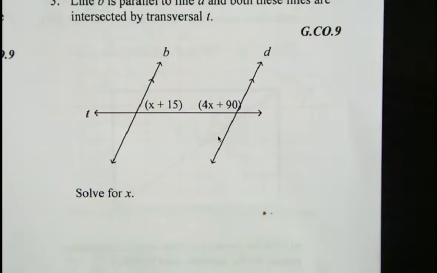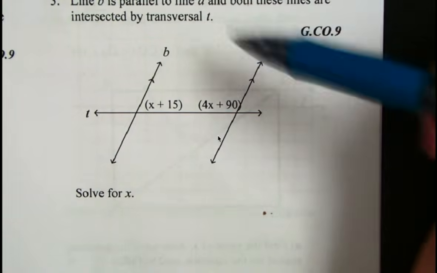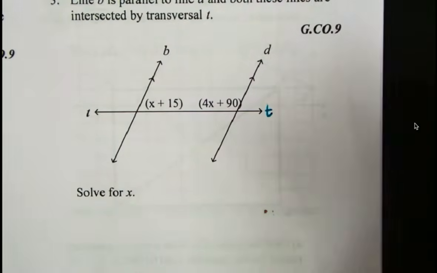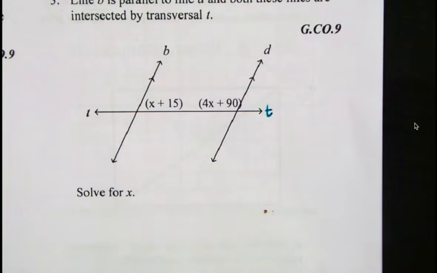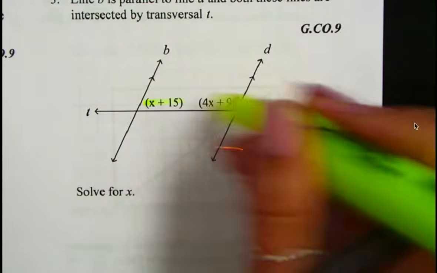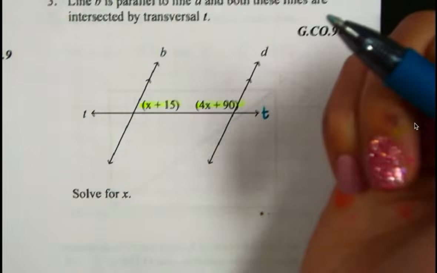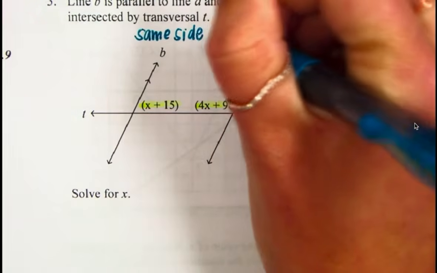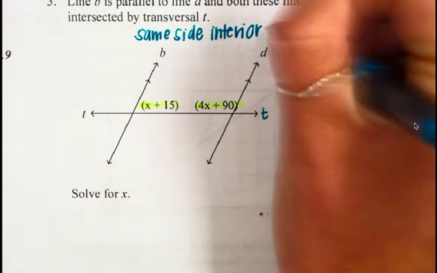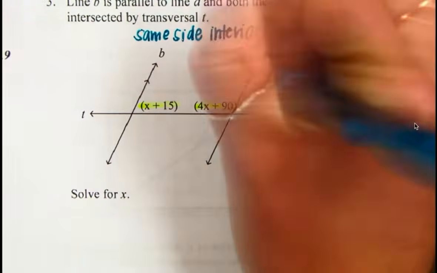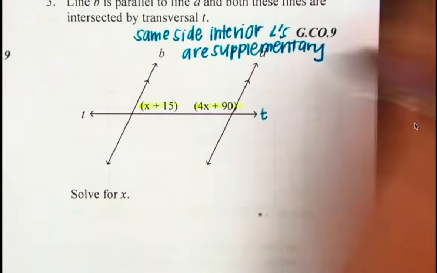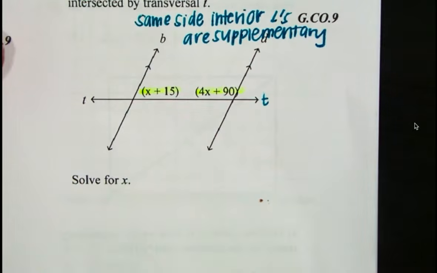They're giving us that line B is parallel to line D, and they're intersected by the transversal T, and we're going to solve for x. So in order to solve for x, we need to come up with an equation. So we want to remember that these angles that are given, x plus 15 and 4x plus 90, are what we call consecutive or same side interior angles. And we know that consecutive or same side interior angles are supplementary, which means we are going to add these angle measures and set them equal to 180 degrees to solve.